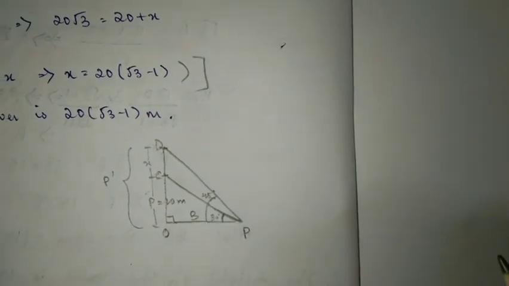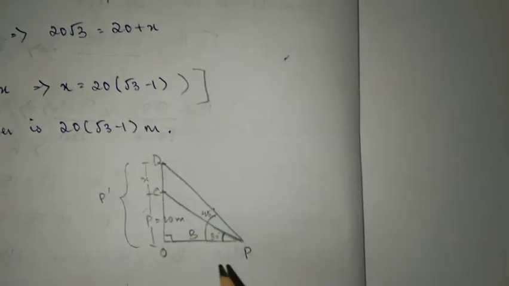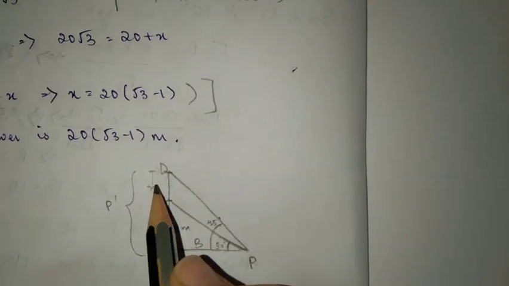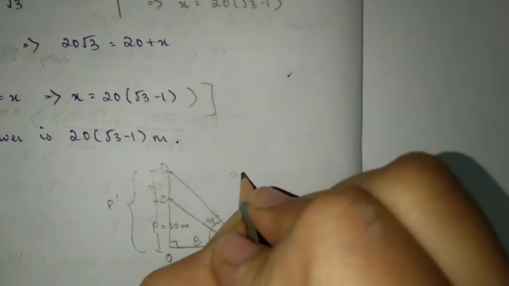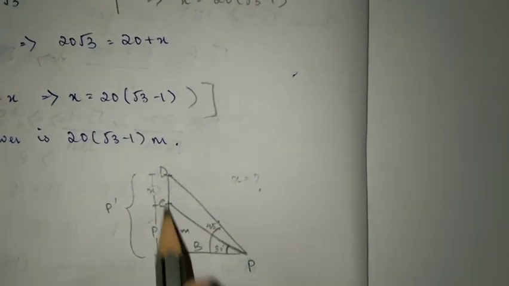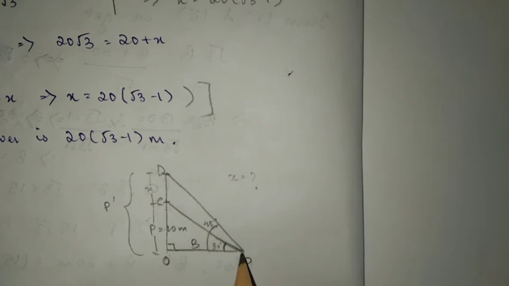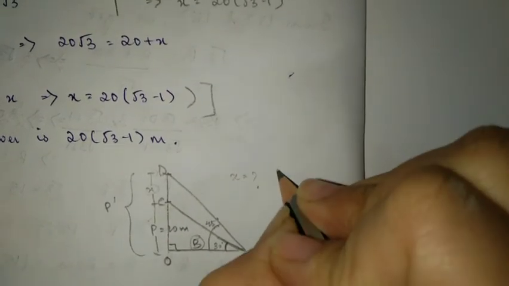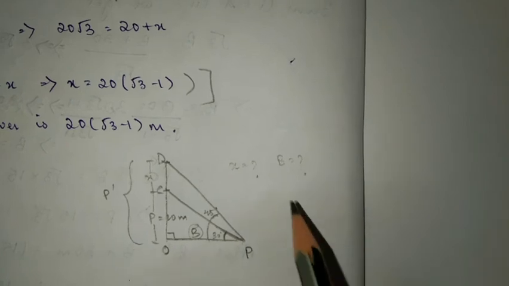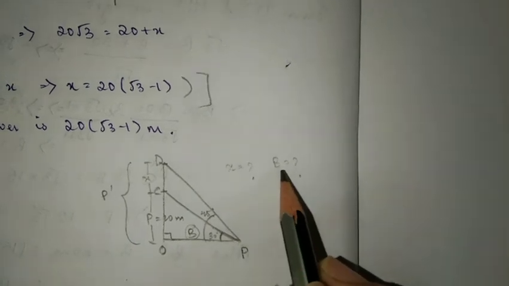In this question they're not only asking us to find the height of the flag, but they've also given the height of the flag. Let the height of the flag be DC, which is equal to x. Let the distance of the building from point P be OP, which is equal to B.